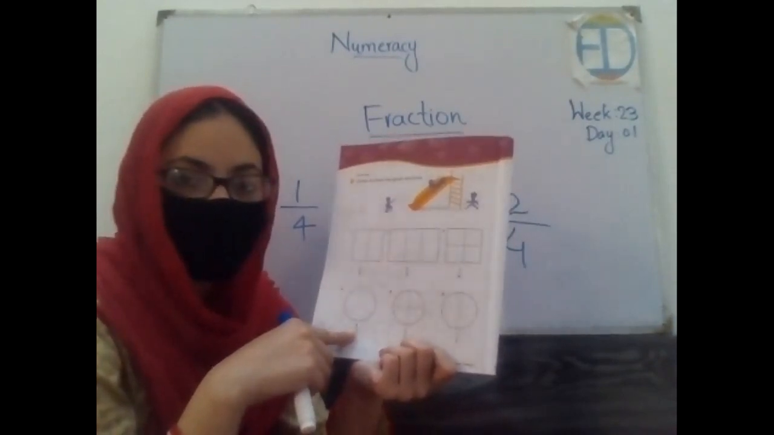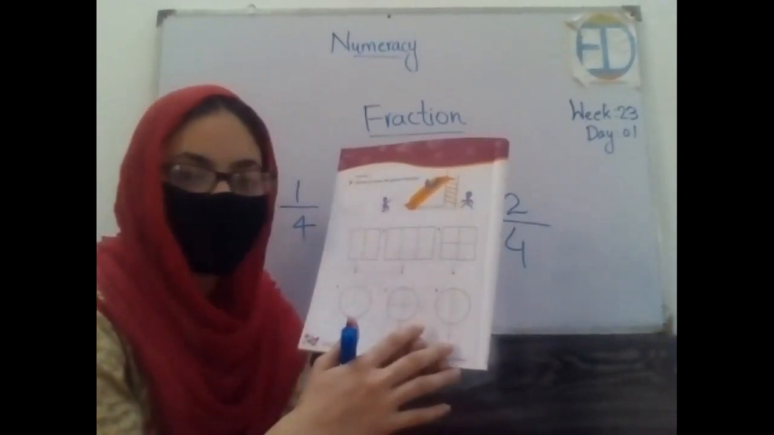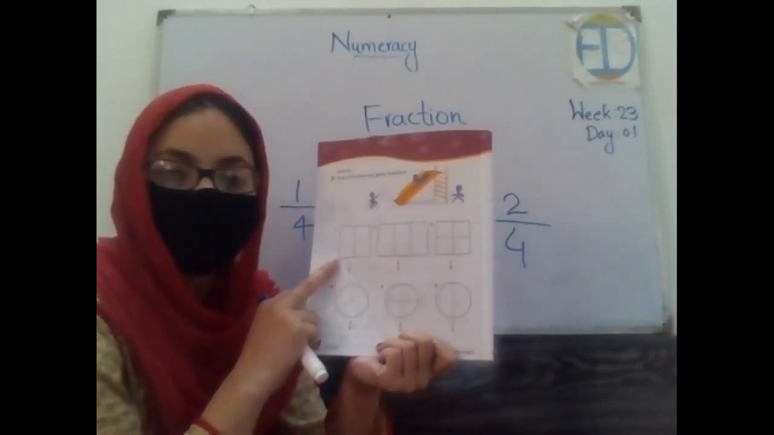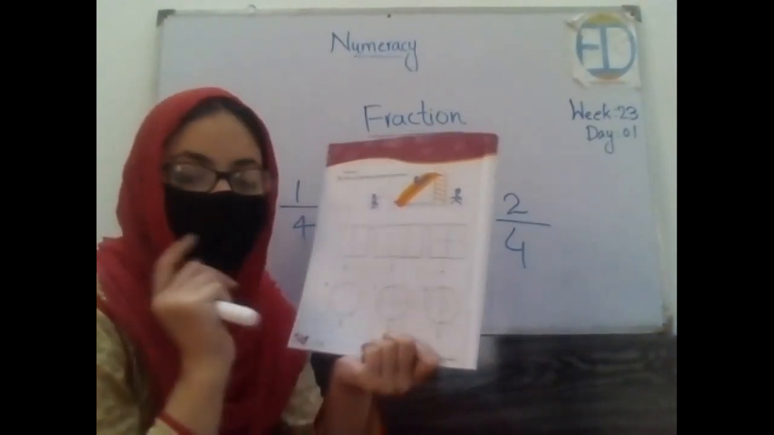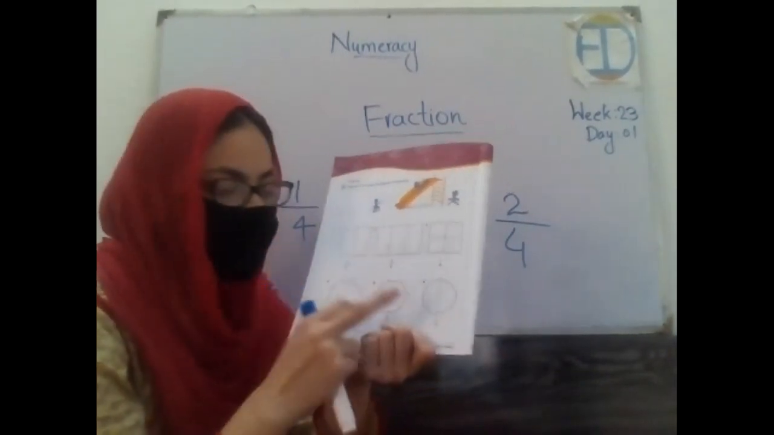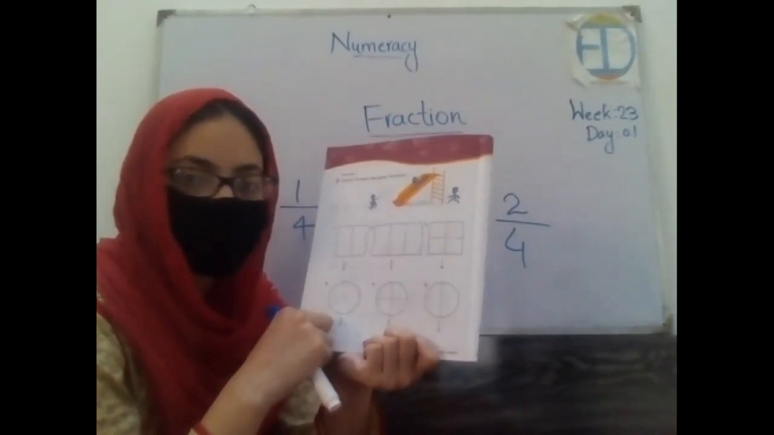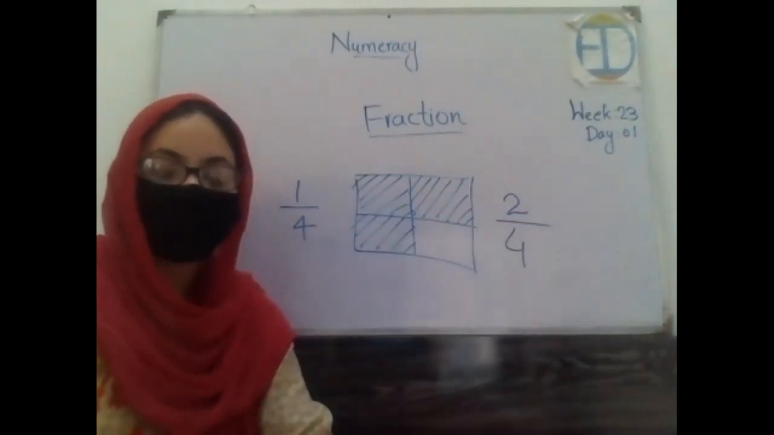Yes, done. Okay, great. Now this last one is similar to the first one. It is again 1/2. The only difference is that in the first one, we had a different shape, that was a rectangle. But over here we have a circle. And again, you are supposed to shade only 1 out of 2, right? So shade 1. Done, all of you? Okay, great.